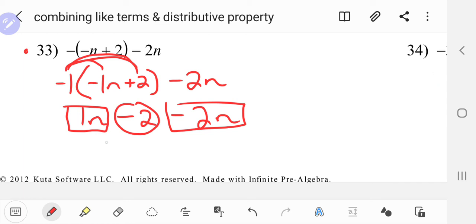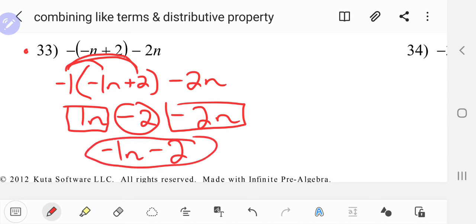1n minus 2n's, that's going to be -1n, and we bring the -2 along for the ride. There we have it. Good luck. Could be challenging. I know signs can be frustrating, but you can do it. Good luck.